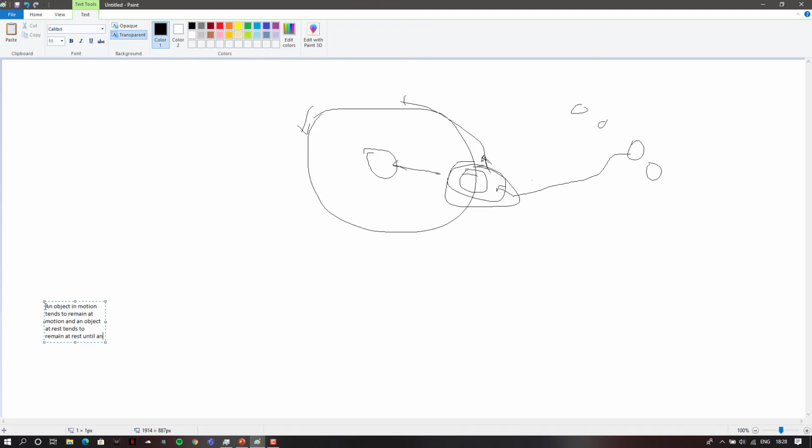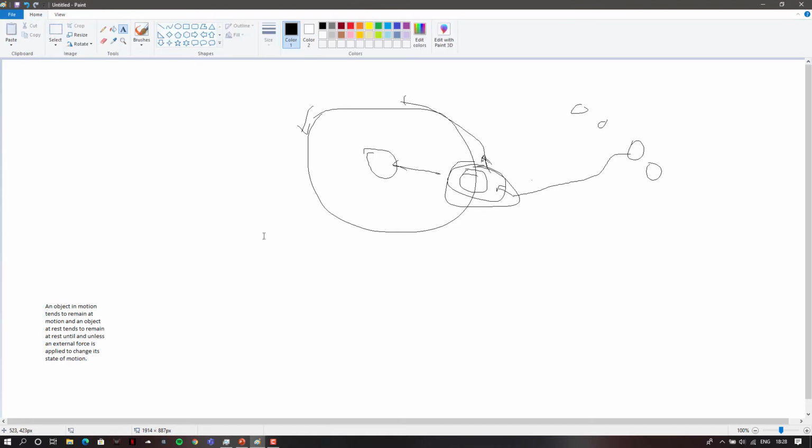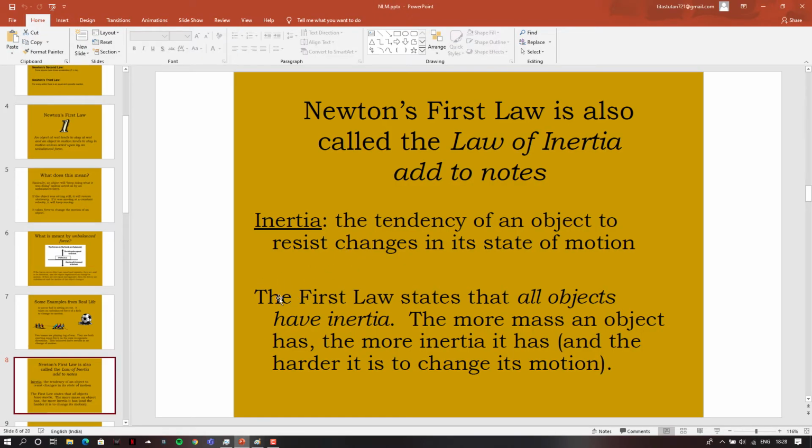until and unless an external force is applied to change its state of motion. So this tendency to keep that state of motion is called inertia. Am I clear? So what is inertia? The first law states that all objects have inertia. The more mass an object has, the more inertia it has.